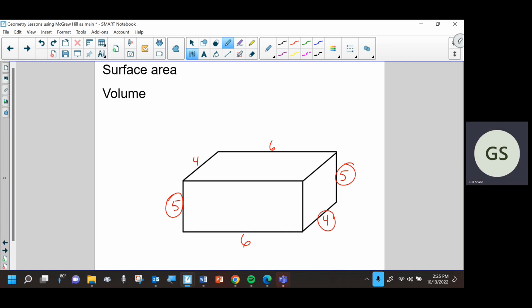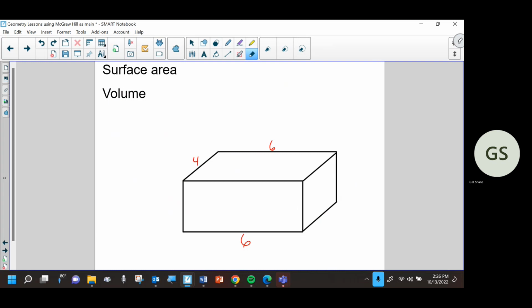Get rid of the circles. 5, just 5, 5, and 4, but no circle. There. So if I want to think about surface area, I have 6 sides to this rectangular prism.